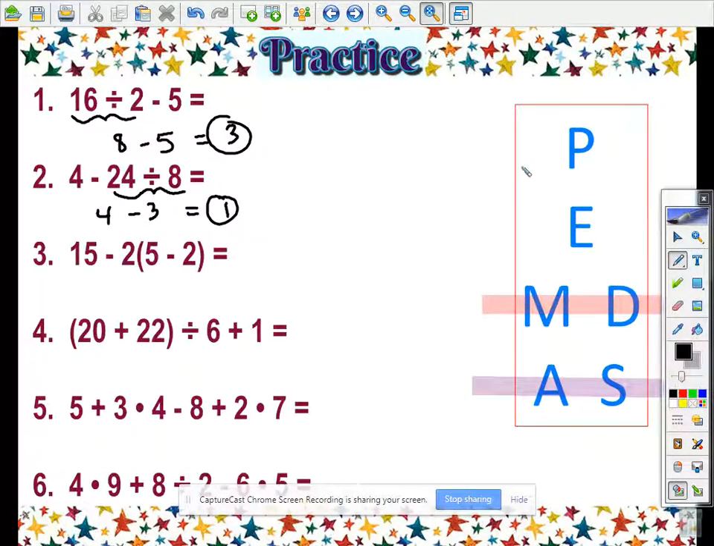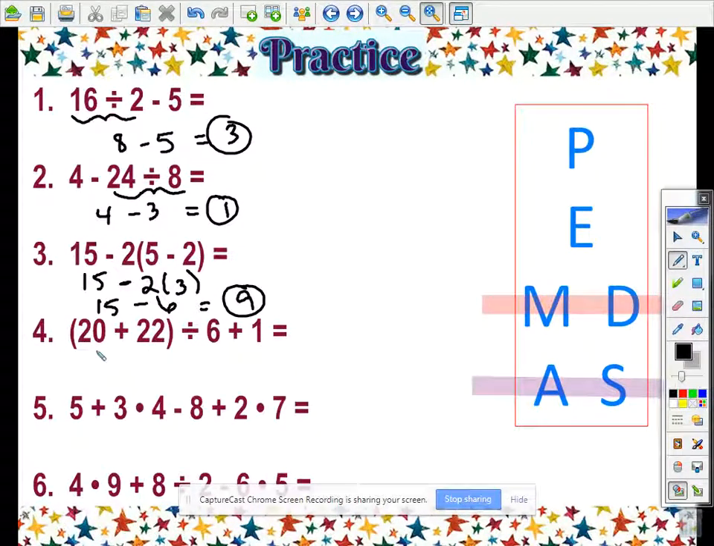Here we do have parentheses, so we're going to do that first. 5 take away 2 is 3. And now I have 2 times 3, which is 6. So I have 15 minus 6, which is 9.